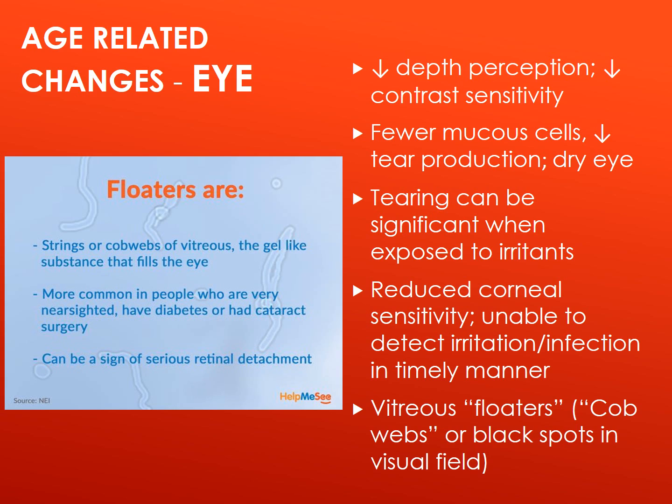Shadows may be interpreted as separate objects. Eyes become drier due to less tear production. The cornea is less sensitive, which can cause early signs of infection to be missed. Floaters, or spots floating across the visual field, appear.